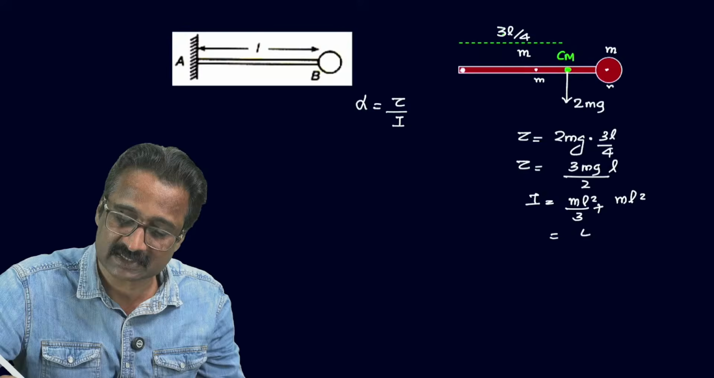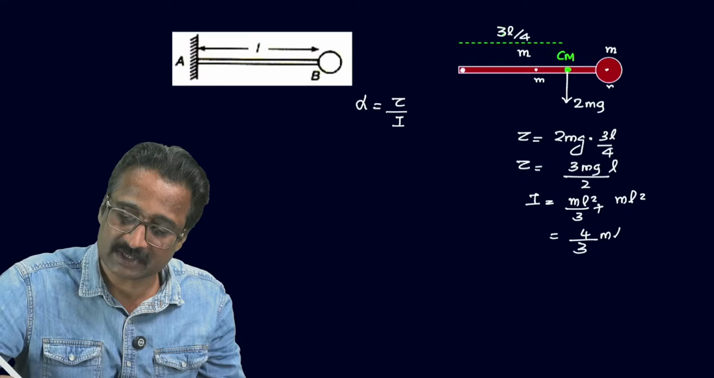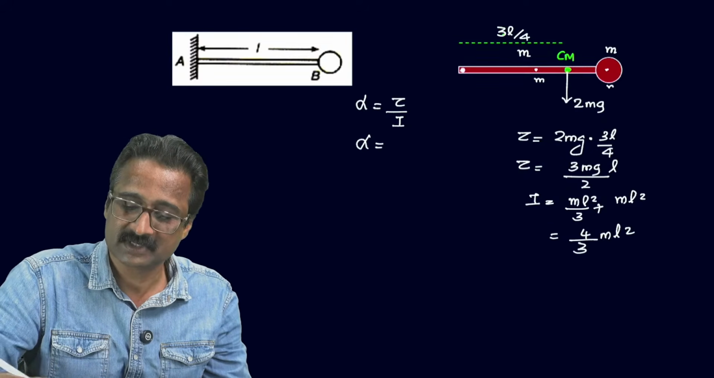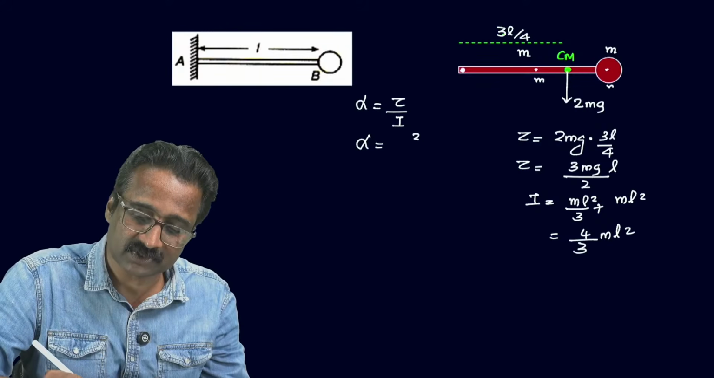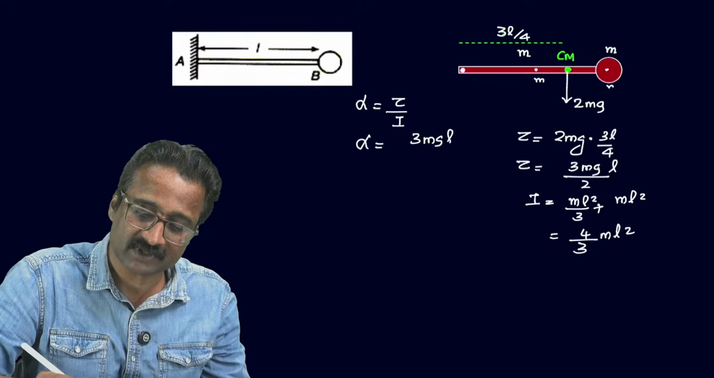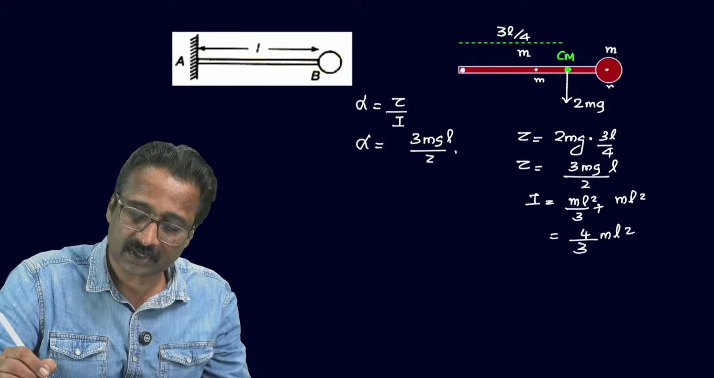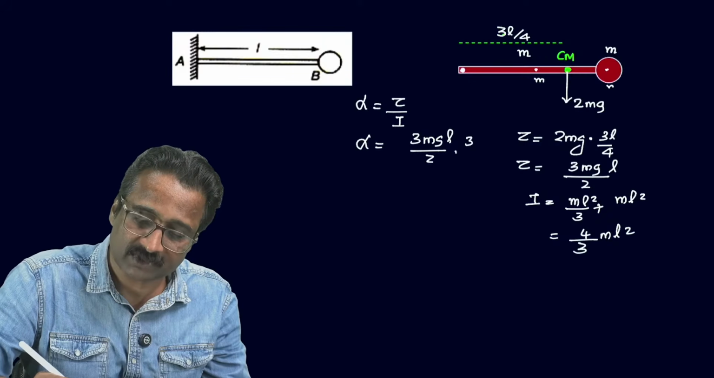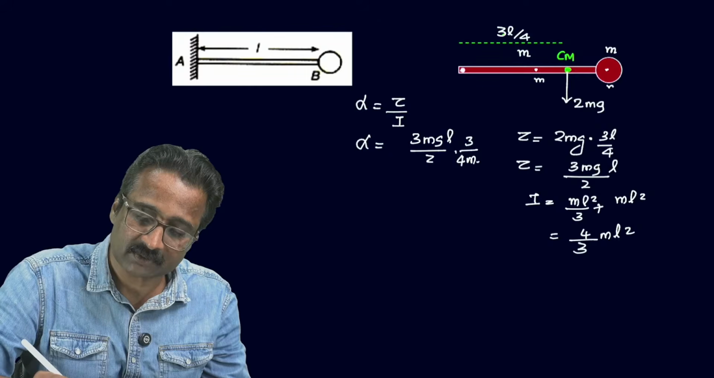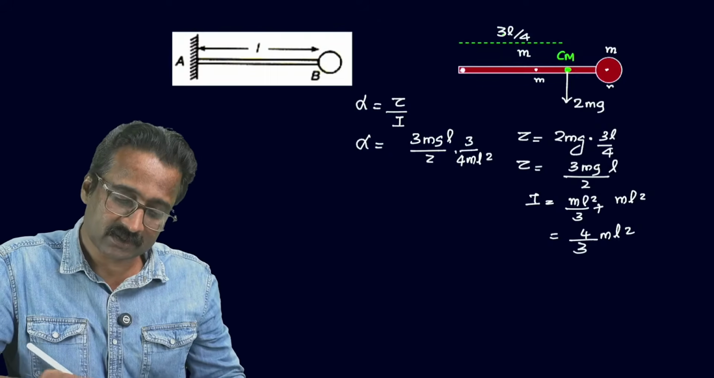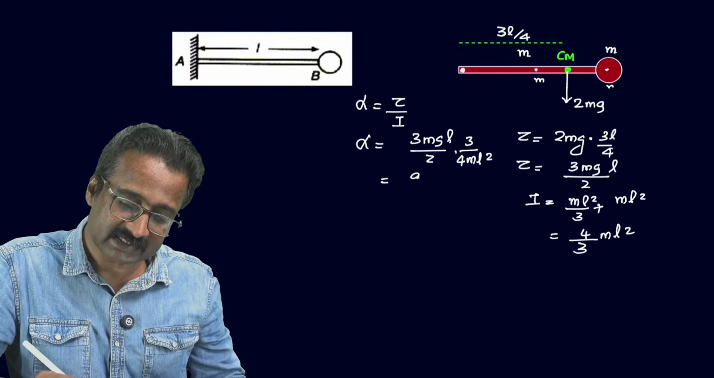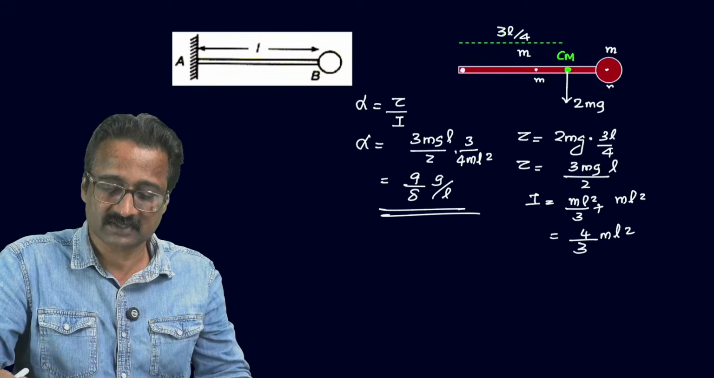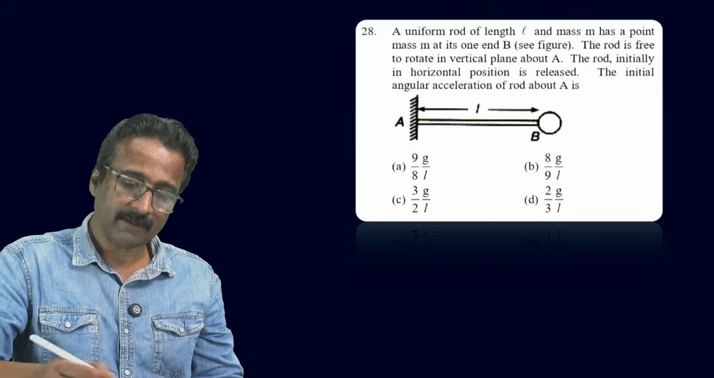So I get this as 4 by 3 times ml squared as I. Now let's find what is alpha, the angular acceleration. It is alpha equals 3 mg into L divided by 2, divided by I, or I can say into 3 by 4 times ml squared. This is tau by I. This gives me some value. It is 9 by 8 times g by L. The remaining terms are cancelled. 9 by 8 g by L is your answer.